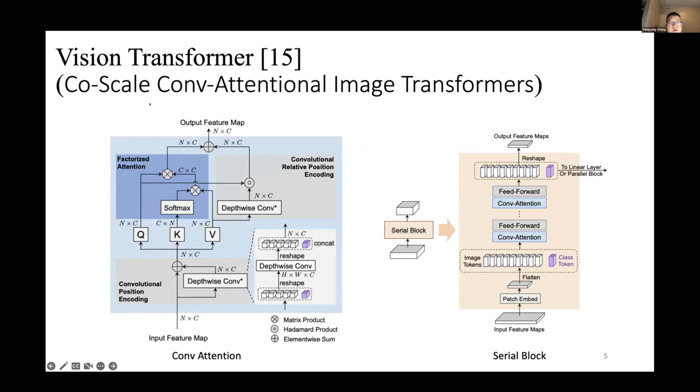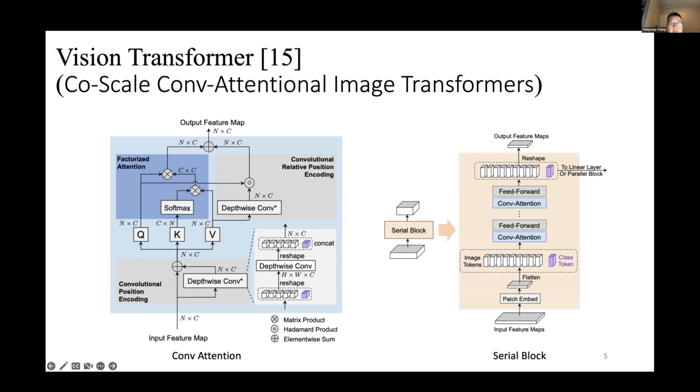Here I just give an example of the CoaT, the co-scale vision transformer, which was published last year and is a pretty new one. Here I directly present the two unique blocks from this paper: the convolutional attention and the serial block. For convolutional attention, because we need to do the quantization, we can directly find which specific operators we need to quantize. This is the QKV, the attention matrix. We will not change it.